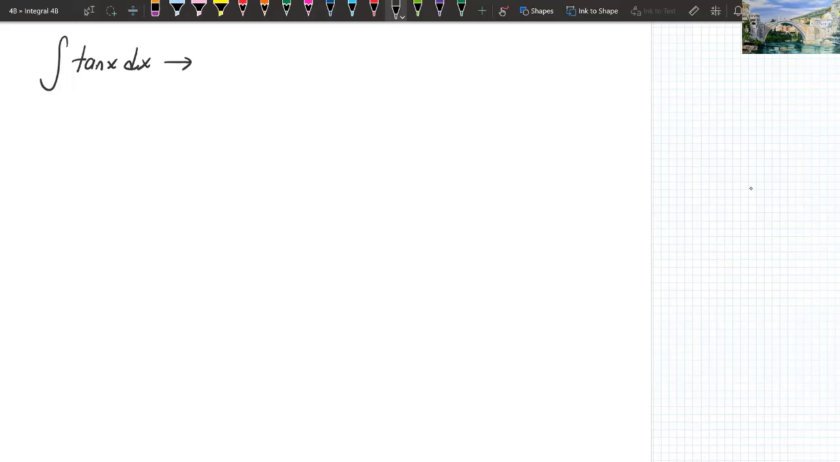Do you remember tangent x? You could write tangent x in the form of sine and cosine. Sine over cosine. Yes, tangent x is sine over cosine x dx. Now it's better because we have two functions, sine and cosine.